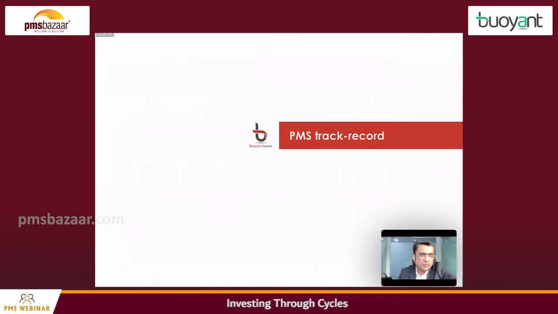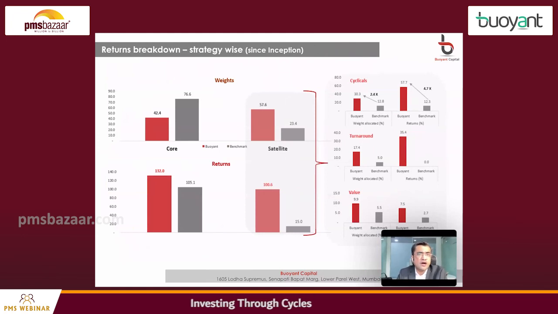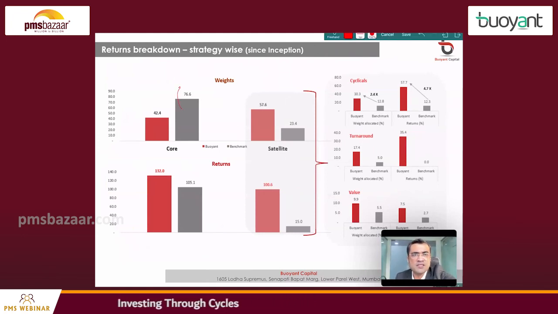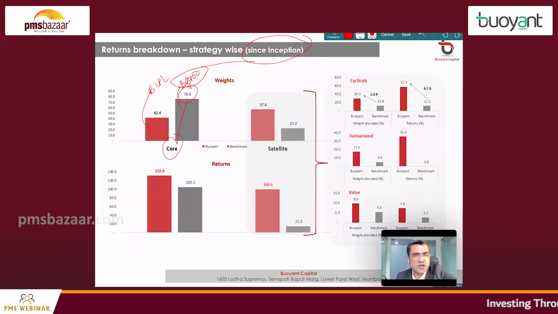This is the essential PMS track record. This is an important slide, so allow me a minute to explain it. The gray bar here is the benchmark, which for us is BSE 100, and the red bar is Buoyant Capital. Since inception, which is 75 months, the index has invested 76% into sectors that we think are core and has generated 105% returns. In comparison, Buoyant has invested 42% capital, so we have invested slightly more than half.